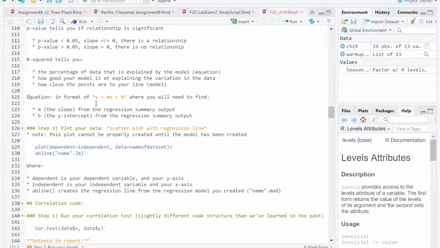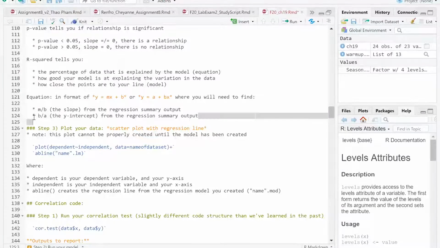Your equation is y equals mx plus b, or y equals a plus bx, where you will need to find the slope, which is confusingly m or b, and the intercept is b or a, depending on which of these equations you're following. So you need to find the slope and you need to find the intercept, and I'll show you where those are.